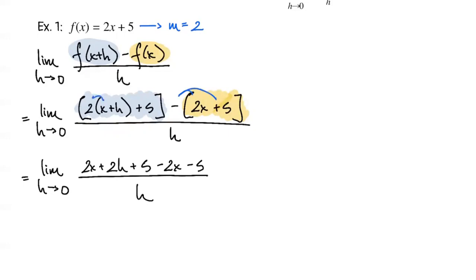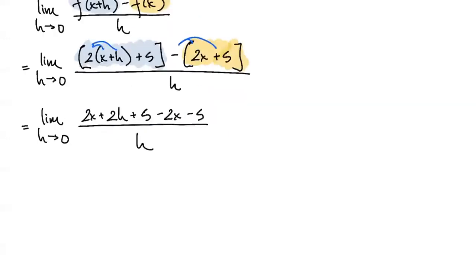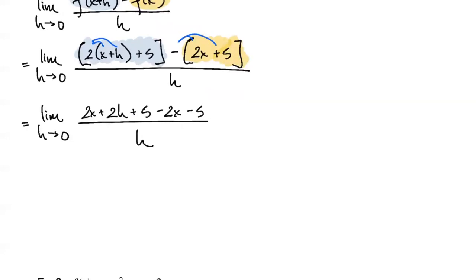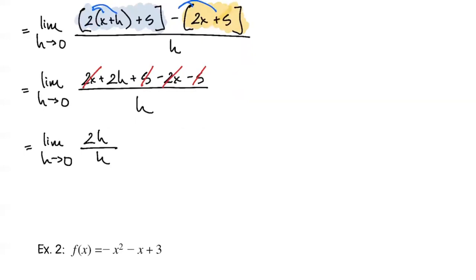All right. So we did some distribution. Let's see. I see a 2x and a negative 2x. That adds to 0. I see a 5 and a negative 5. That adds to 0. So I'm left with 2h over h, which h over h reduces to 1. And so I'm left with the limit as h approaches 0 of 2.